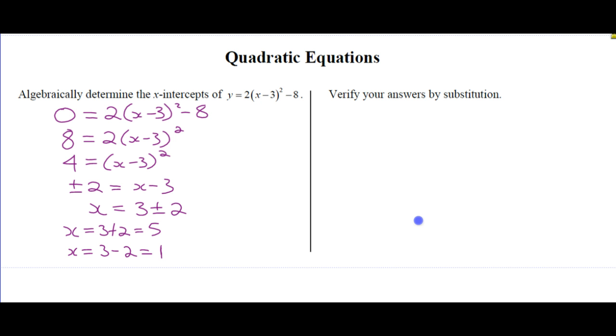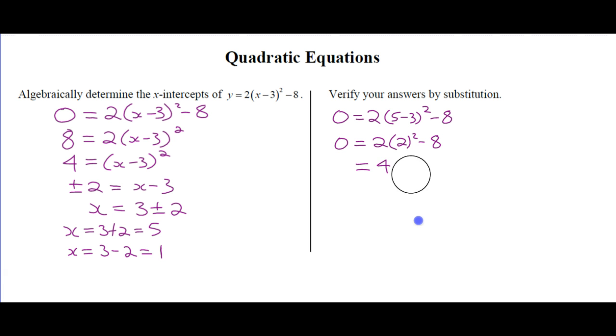Verify your answers by substitution. Okay, so we now think that the answers are 5, so I have an x value of 5. So I'm saying 0 is equal to 2 times (5 minus 3) squared minus 8. So 0 is equal to 2 times 2 squared minus 8, which is, I don't know how much detail we want, 2 times 4 minus 8. 0 is equal to 8 minus 8, and 0 equals 0. So that's a check, right? Works out. True statement, right? That's what we're looking for, is a true statement.